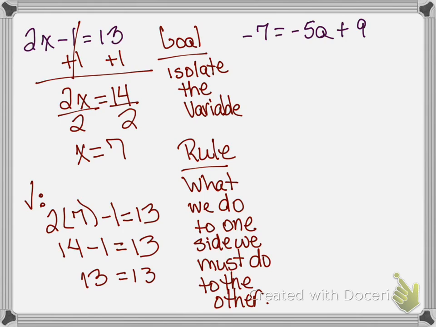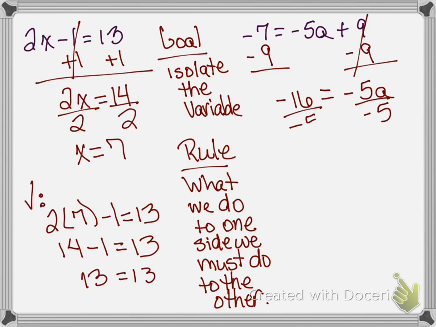So if we subtract 9 from both sides here, I'm left with negative 16 equals negative 5a. And then I'm going to divide by negative 5. When I divide both sides by negative 5, for my answer, I get negative 16 over negative 5. A negative divided by a negative is a what? Positive. So my answer here is 16 over 5.